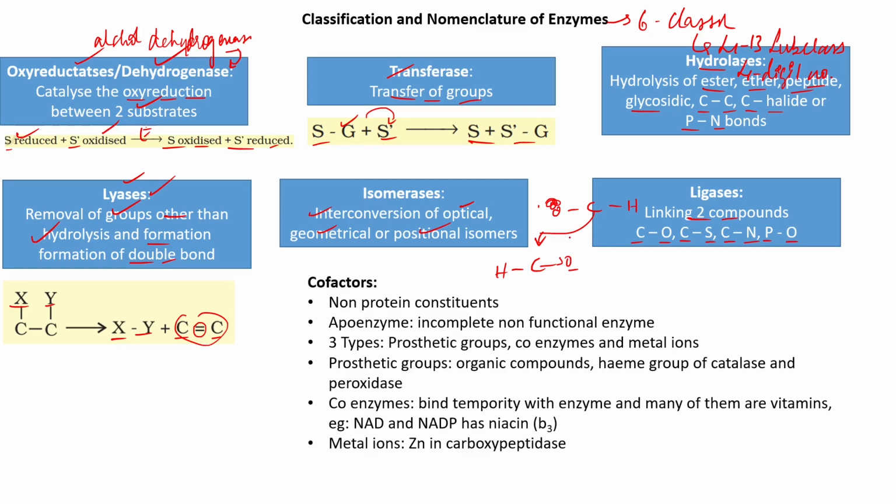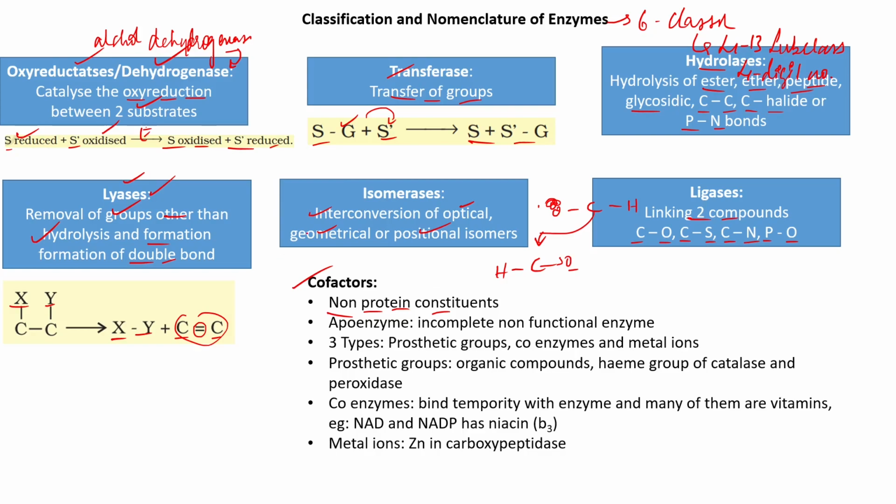Now there are other important factors called cofactors that are required for the activity of the proteins, mainly the enzymes. Cofactors are generally non-proteinaceous constituents. As we said, enzymes are mainly made up of proteins, but there is no rule that they should be completely made up of proteins. They also contain some non-protein constituents, which we refer to as cofactors.